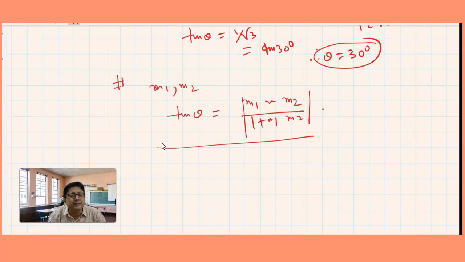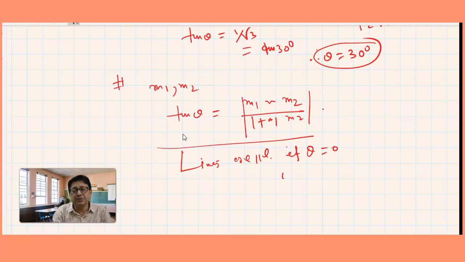Now the question is, what will be the condition for which two lines are parallel? Two lines should be parallel if theta equals 0 degrees. So lines are parallel if theta equals 0, that is m1 minus m2 equals 0.